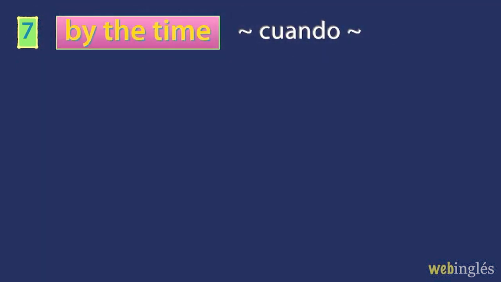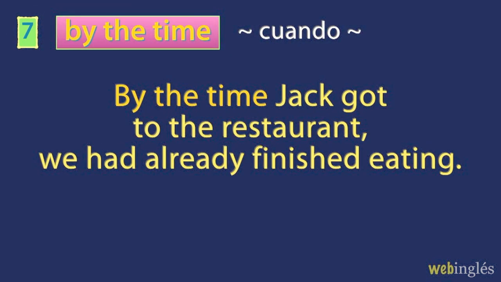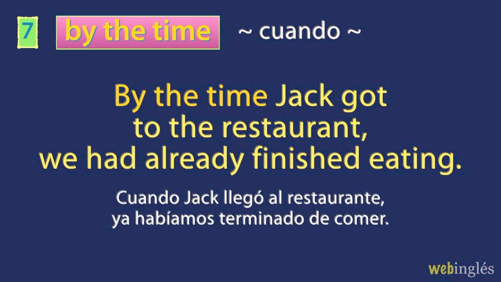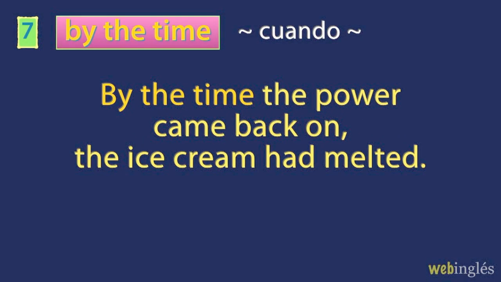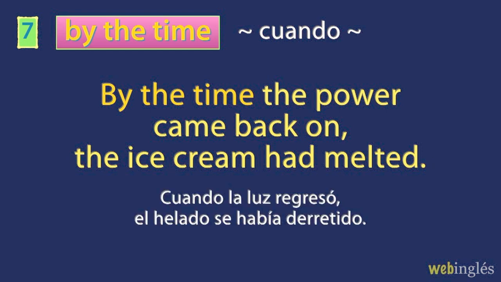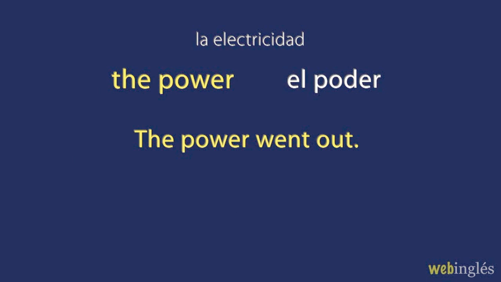By the time. By the time Jack got to the restaurant, we had already finished eating. Usamos by the time en vez de when para remarcar que pasó mucho tiempo. By the time the power came back on, the ice cream had melted. The power. Es común referirse a la electricidad como el poder. The power went out. Significa que se fue o se cortó la luz.